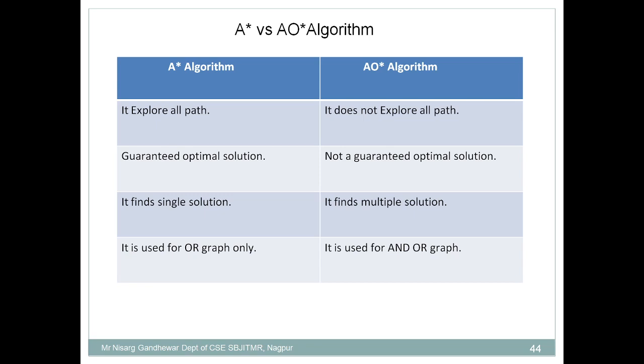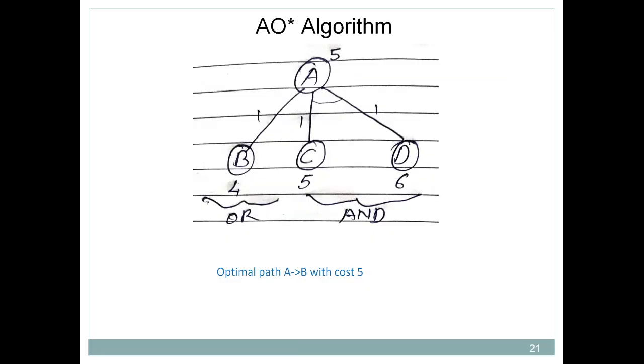Now we try to understand the AO star algorithm with the help of an example. So this is a simple example. Here we need to discuss two examples. First one is somewhat simple, and the second one is somewhat complex. So here you can see the AND OR graph. This part represents the OR and this part represents the AND. How did I identify it? Based on this arc. This arc represents the AND part and this represents the OR part.